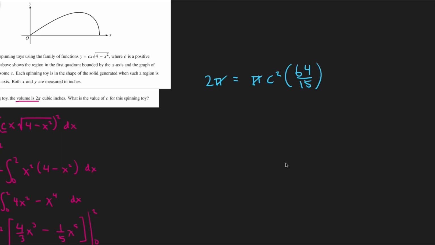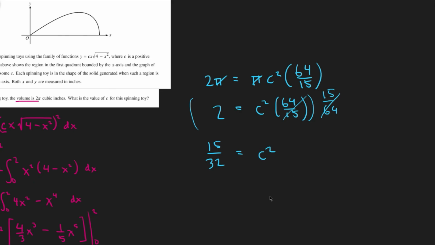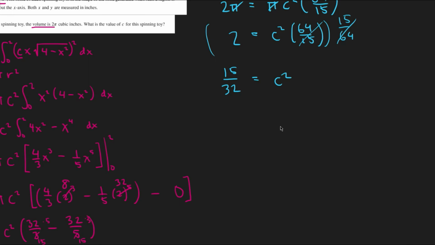These pi's cancel out, so we're left with 2 equals c squared, 64 over 15. And if we multiply everything by the reciprocal, so 15 over 64, these cancel out. And then over here, we're left with 15 over 32 equals c squared. And our final answer is that c is going to be root 15 over 32.